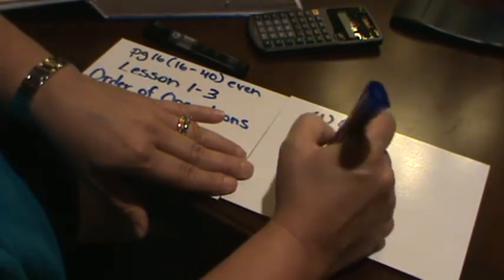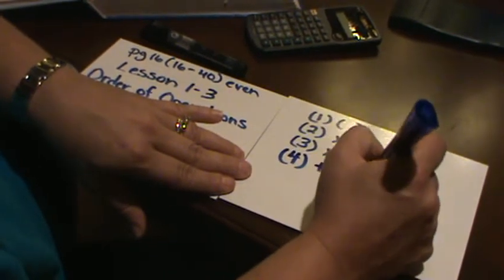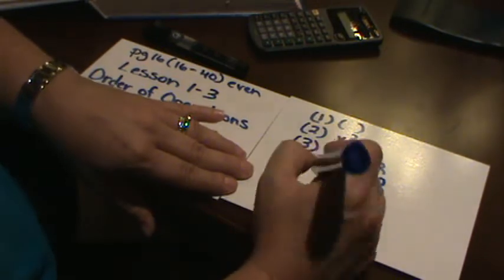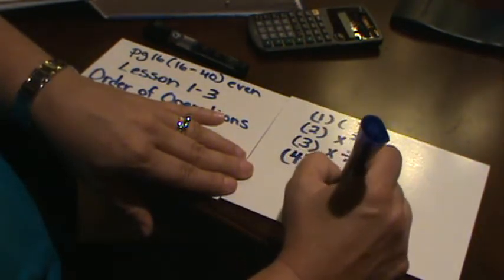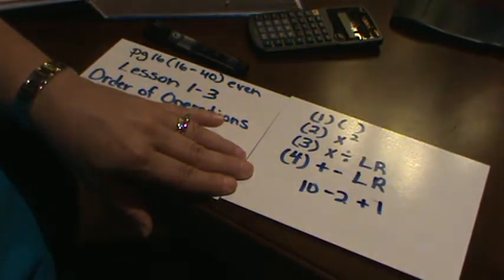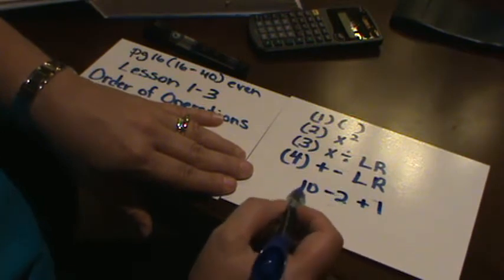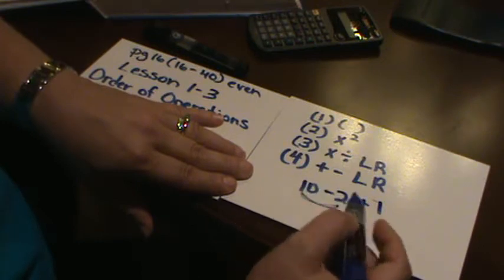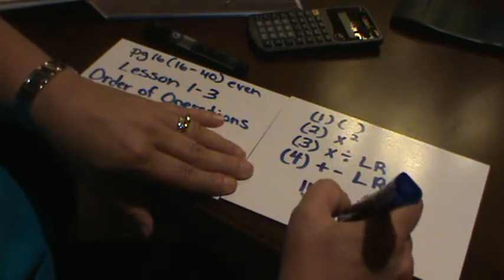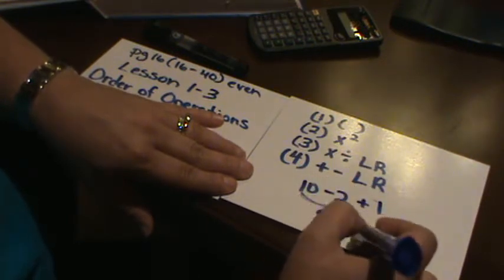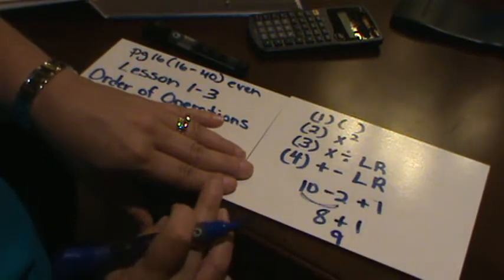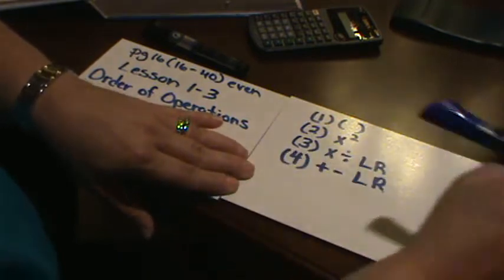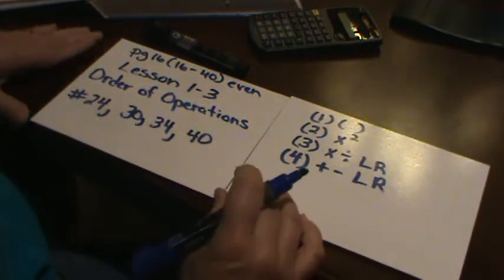The fourth step is addition and subtraction, LR, left to right. Again, if I had 10 minus 2 plus 1, I would have to do the subtraction first in this case because it comes first. 10 minus 2 is 8, and then I would do 8 plus 1, which is 9. Keep that in mind, because that's where people make the most mistakes.